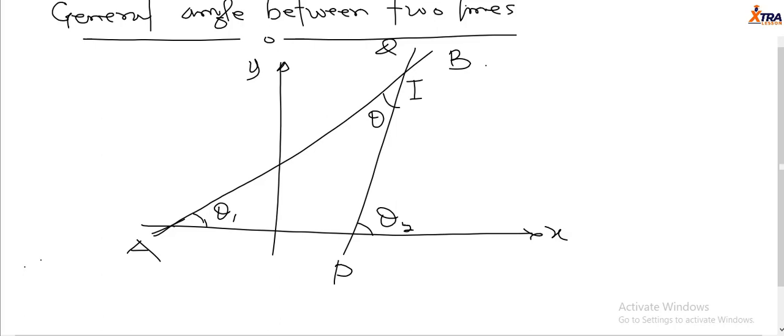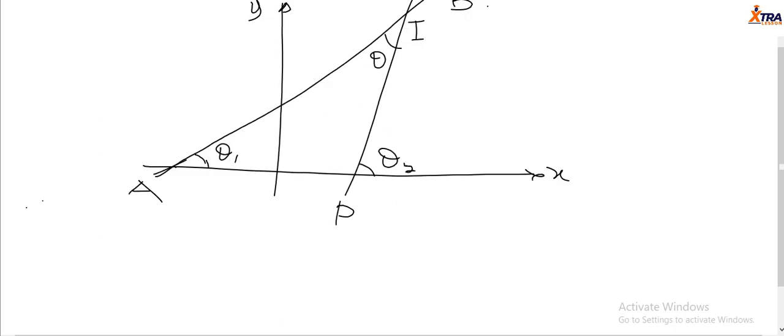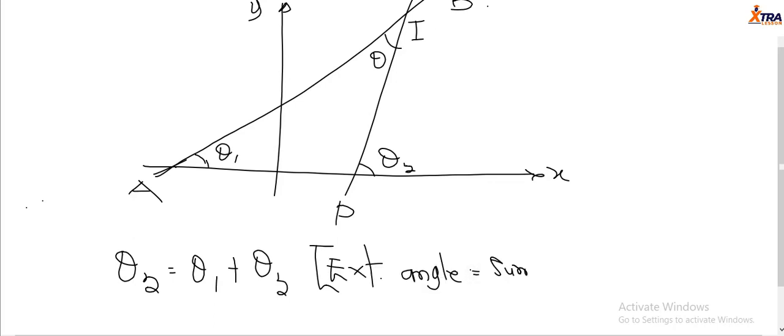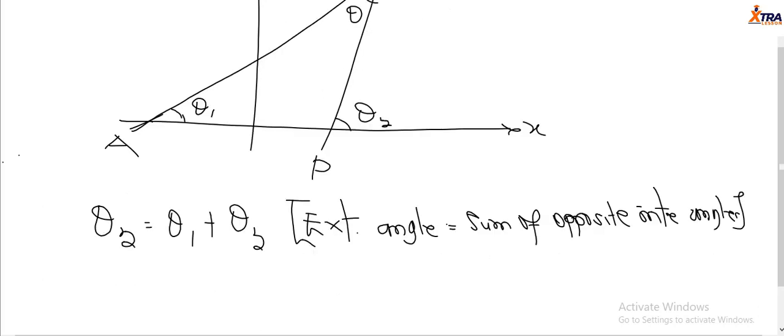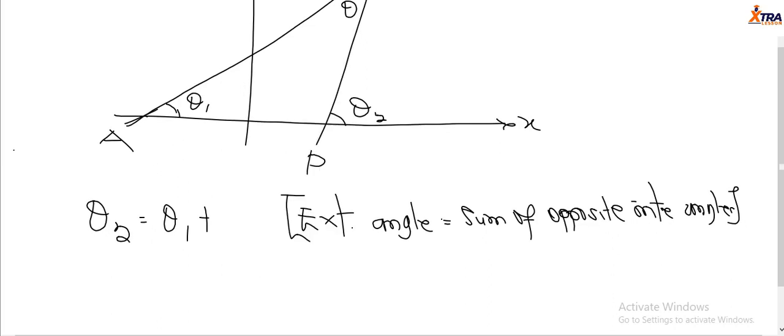We have angle theta, which is angle theta 1, right here. The exterior angle we have is theta 2. But we know that the exterior angle equals the sum of the opposite interior angles. So it means we have theta 2 equals theta 1 plus theta. That is, exterior angle equals sum of opposite interior angles.